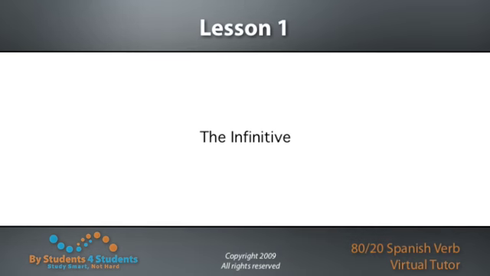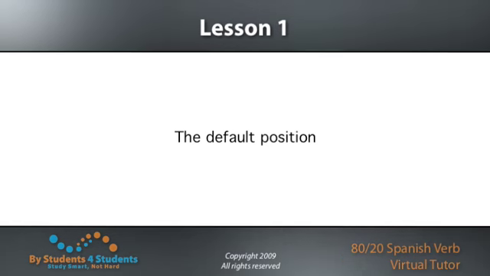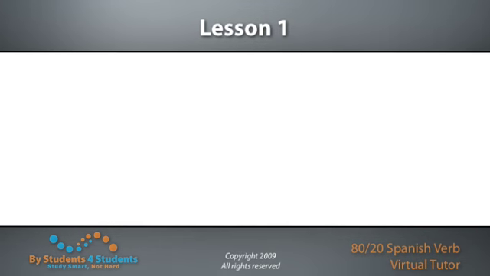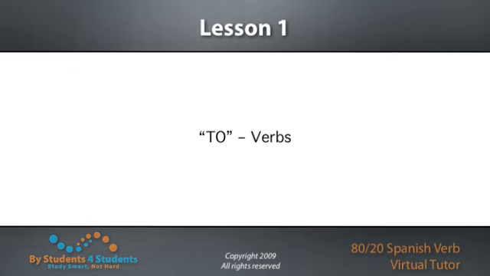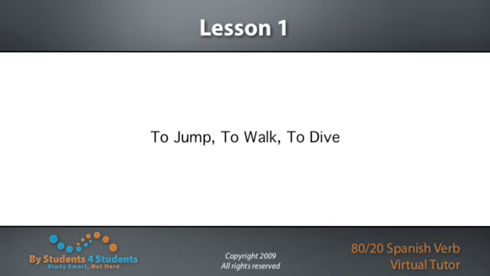Welcome to Lesson 1, the infinitive. The infinitive is the default position of any verb in both the English and Spanish language. In English, we think of the infinitive as two words. When I say two words, what I mean is verbs with the word "to" placed in front of them, such as to jump, to walk, to dive, etc.